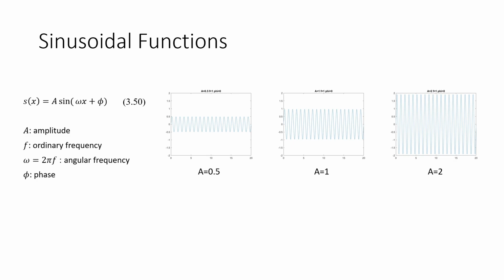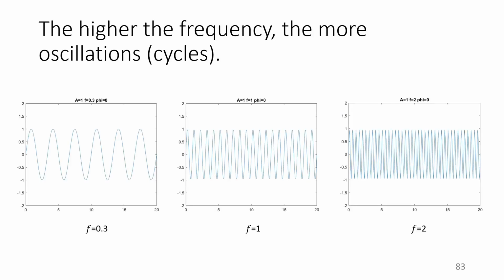The amplitude is a very straightforward, intuitive parameter. If the amplitude is small, then the range of the function is small. If we slightly enlarge it to 1 or 2, you can see the range of the amplitude become larger. The higher the frequency, the more oscillations, the more cycles. So if we set the frequency as 0.3, you will see this shape.